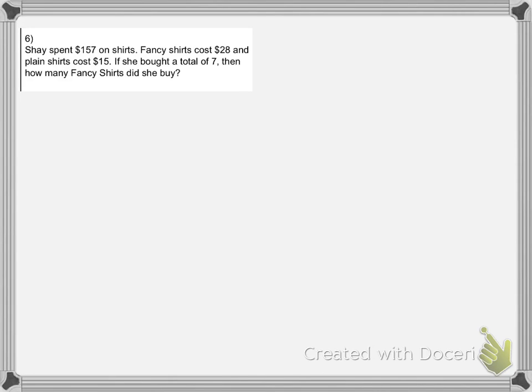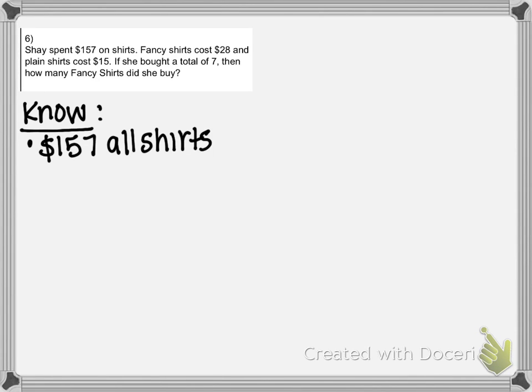All right, so the next one, I have Shay spent $157 on shirts. Fancy shirts cost $28 and plain shirts cost $15. She bought a total of 7 shirts, and then they want to know how many fancy shirts did she buy. So what do we know? So in the problem, we know that she spent a total of $157 on all shirts. And we also know that she bought a total of 7 shirts.